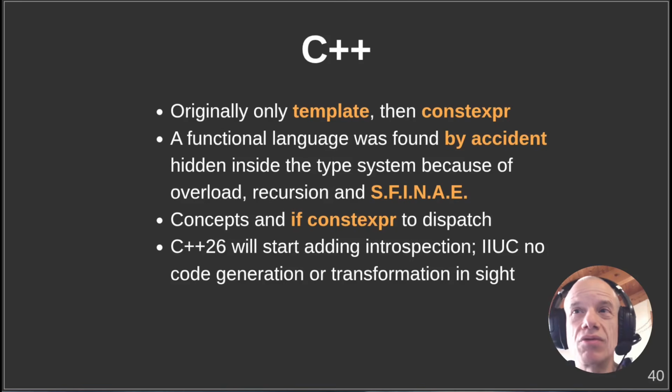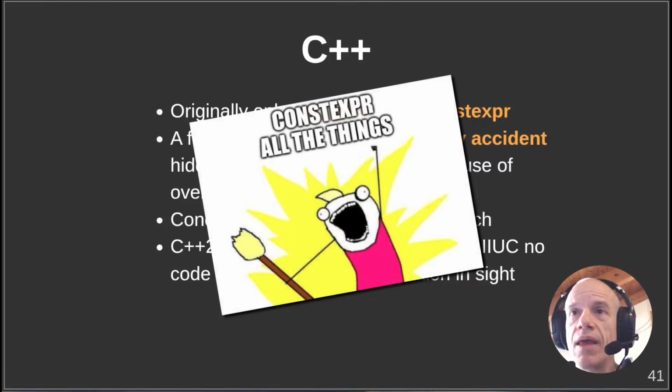C++26 will have introspection, and I think there is no generation inside, as far as I can tell. I saw a presentation by Herb Sutter at the C++ conference, but I tried to build Sutter's example and it didn't work, so maybe I did something wrong. I think this is still not settled. Maybe there will be something in C++29.